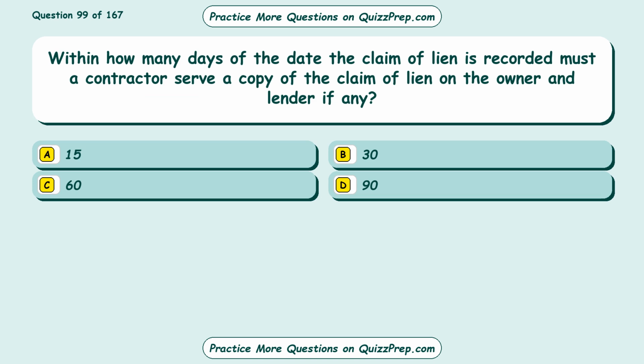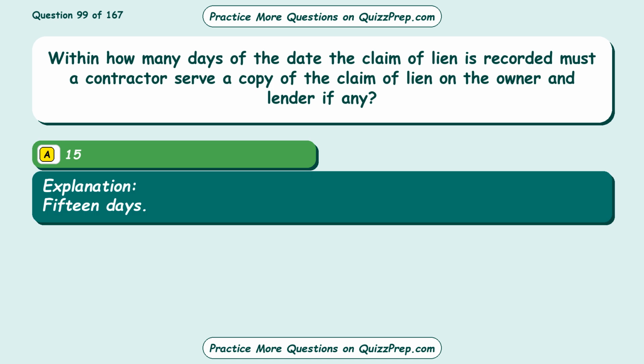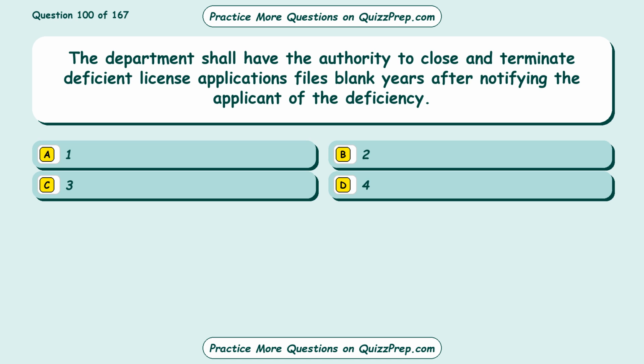Question 99. Within how many days of the date the claim of lien is recorded must a contractor serve a copy of the claim of lien on the owner and lender, if any? Option A 15, option B 30, option C 60, option D 90. The correct answer is option A, 15 days.